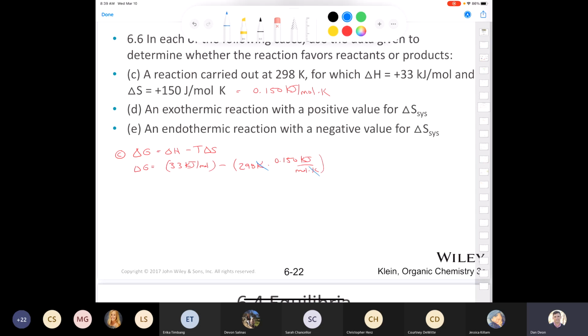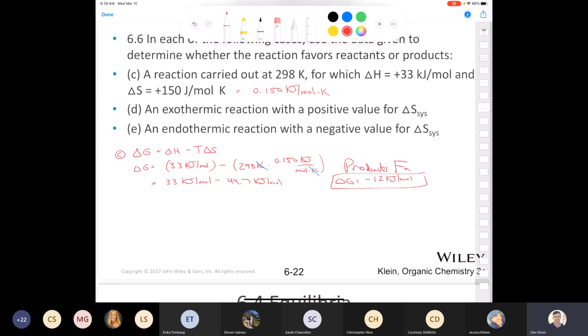You see that Kelvin cancels out, and I'm just going to do some quick math here. So we get 33 kilojoules per mole, subtract 298 times 0.15, so that's 44.7 kilojoules per mole, and we get that our delta G is going to be equal to 33 subtract 44.7, and we're going to end up at negative 11.7. Since we don't have a decimal place here, technically it should just be negative 12 kilojoules per mole. And so this is going to be a spontaneous process, right? So it's going to favor products.